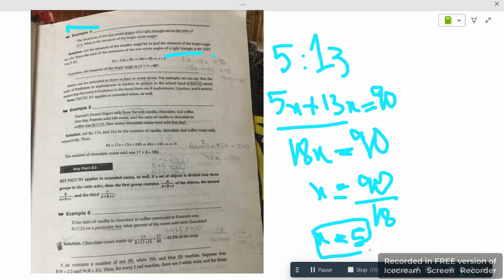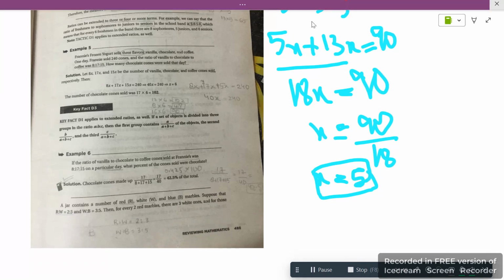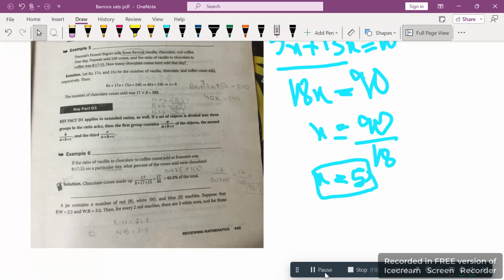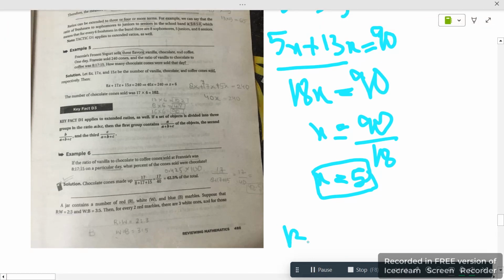Therefore, the measure of the larger acute angle: in these two values, which one is the bigger number? You are supposed to multiply the greater value of 5:13, and 13 is the greater value, you know that. So 13 would be multiplied with this x answer, which is 5, so you will get the answer.